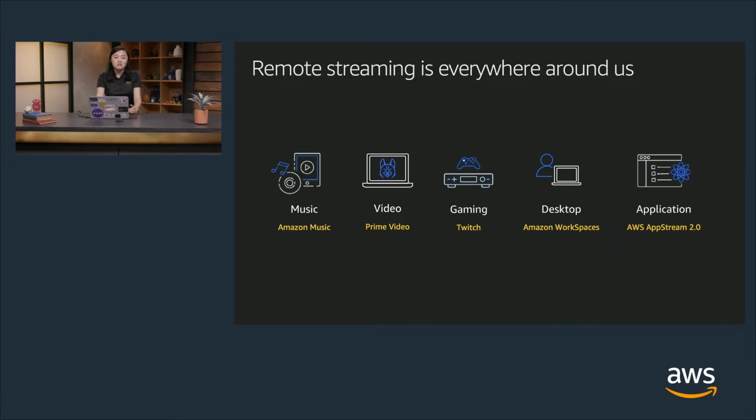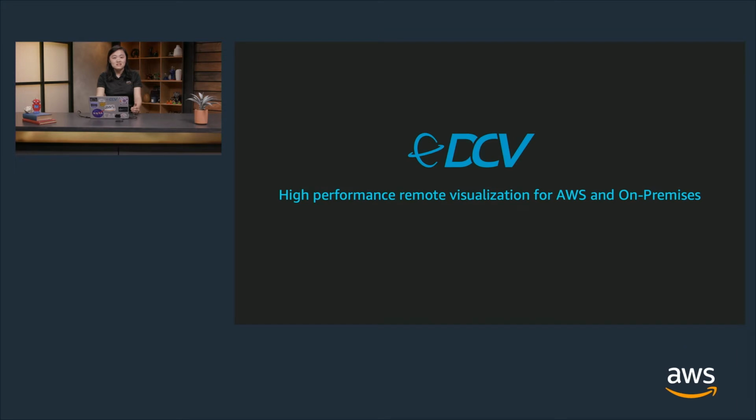Which brings me to NICE DCV. NICE DCV is an AWS-owned high-performance remote display protocol. DCV stands for Desktop Cloud Visualization, and it provides customers with a secure way to deliver remote desktops and application streaming from any cloud or data center to any device over varying network conditions.